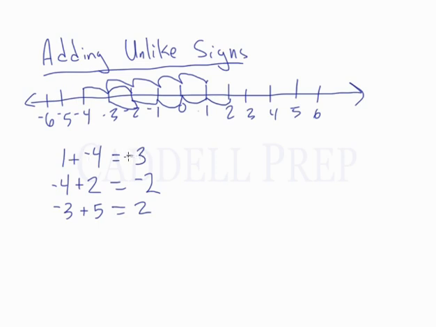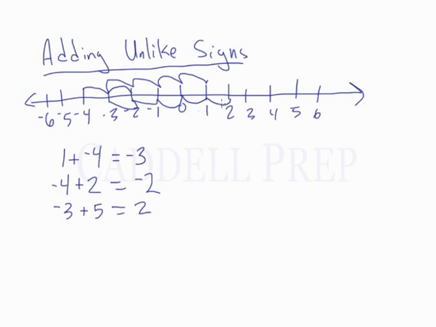And it's negative because the bigger number is negative. Negative 4 plus 2. So the difference between 4 and 2 is 2. And again, the bigger number is negative, so the answer is negative. Here we have negative 3 plus 5. They're unlike signs, so we're actually going to find the difference. The difference between 3 and 5 is 2. And in this case, the bigger number is positive, so the answer is positive.